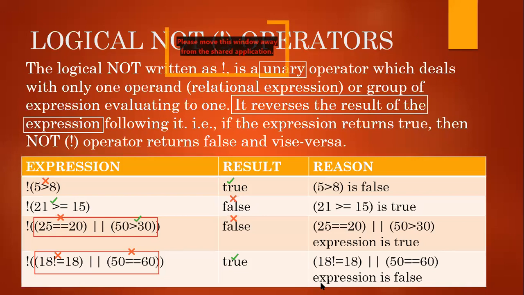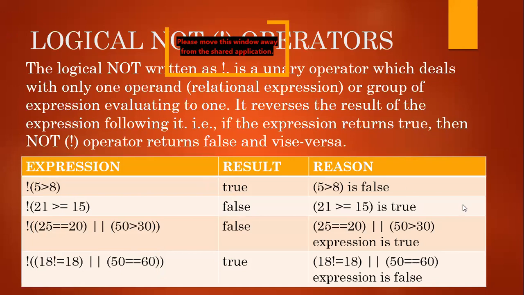Logical not. Remember something very important about logical not, that it is a unary operator. It deals with one operand or one relational expression or a group of expressions resulting in one output. And what will it do? It will reverse the result of the expression following it. Is it very clear, bachcha log? There is a logical and, logical or, and logical not. Okay. Hope you are getting it.